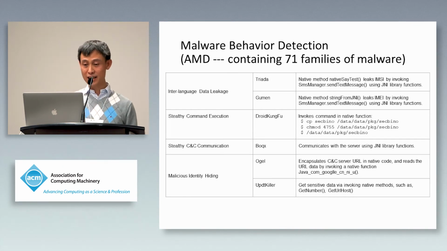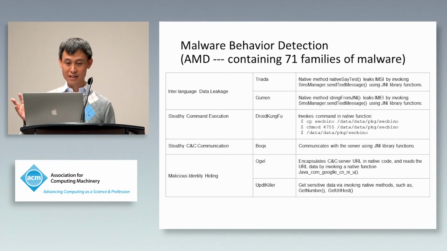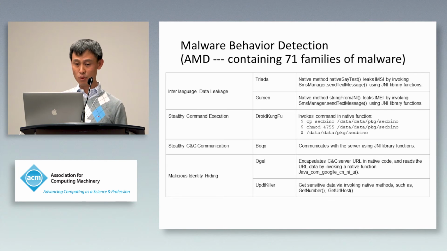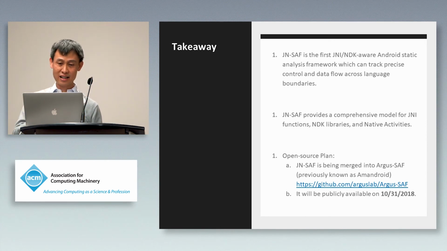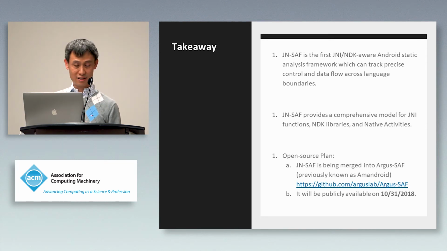And we ran this analyzer on all the apps in the AMD dataset, and we found these problems, which correspond to the 4 potential misuses of native code in apps that I mentioned earlier. And here's the takeaway. This is the first JNI NDK aware Android static analysis framework. We do plan to open source the system, so you can probably find it on this website around the end of this month. So thank you very much.